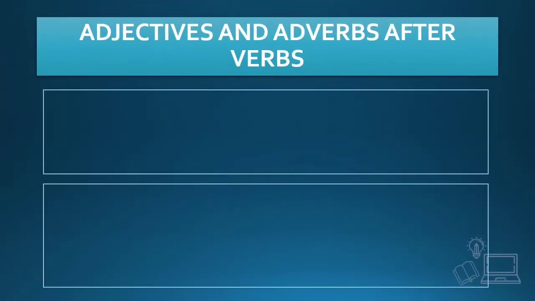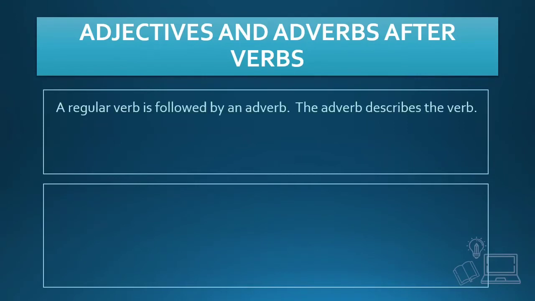Now, we are talking about adjectives and adverbs after verbs. A regular verb is followed by an adverb. Regular verb diikuti oleh adverb, yang mana adverb tersebut menjelaskan verbnya. For example, she walks slowly. Kata slowly sebagai adverb menjelaskan verb walks.